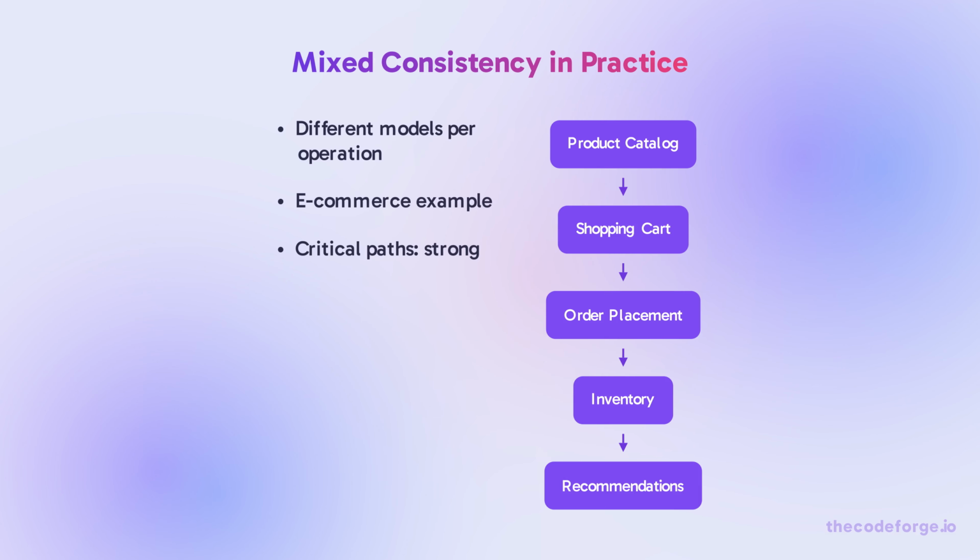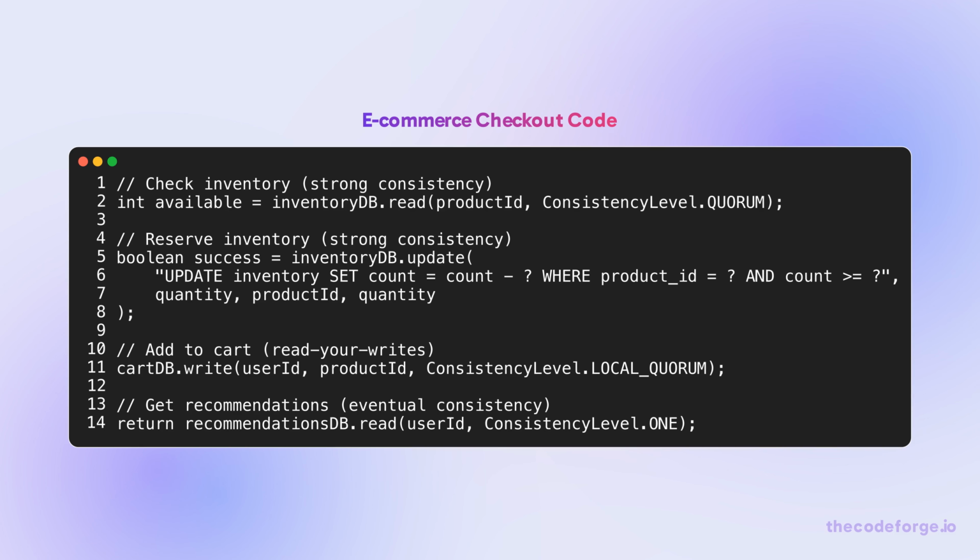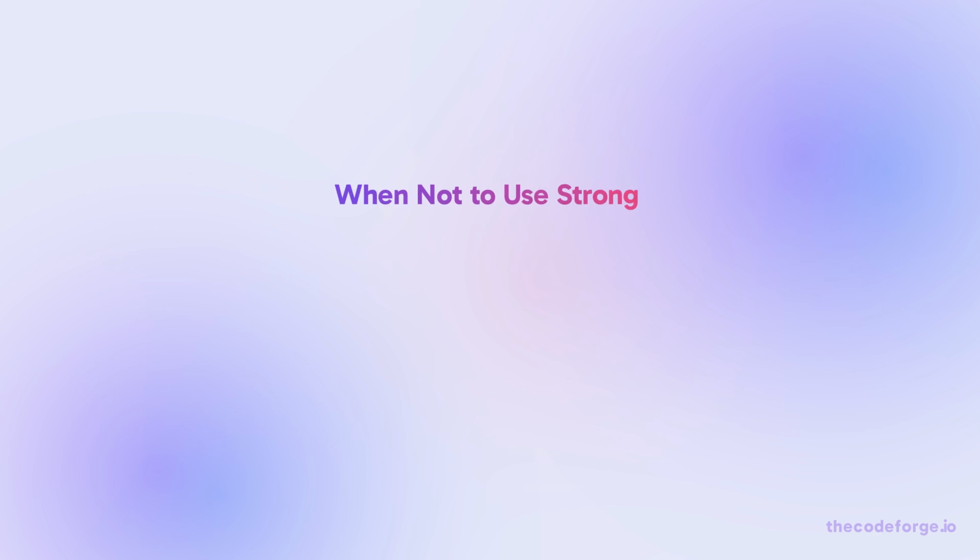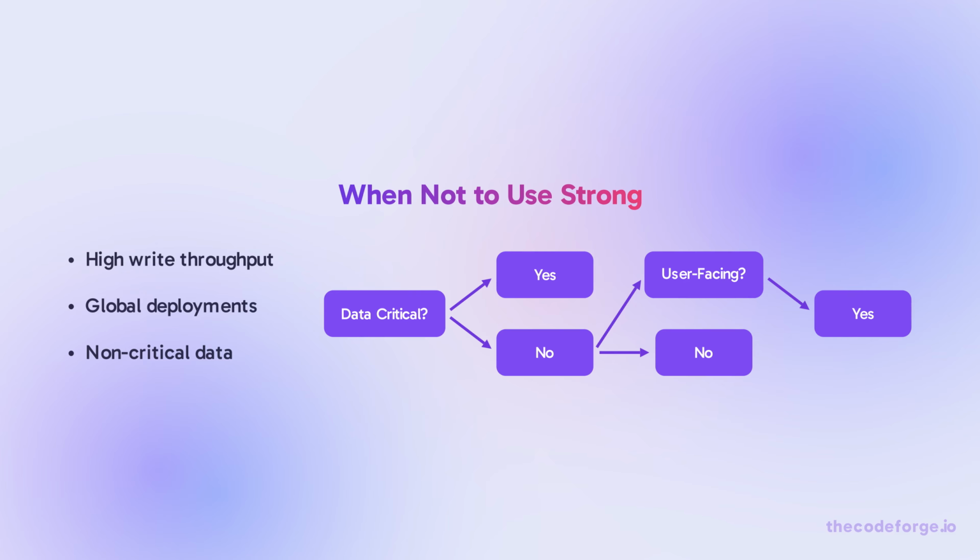A well-designed system uses different consistency models for different data. For an e-commerce platform, product catalog uses eventual, cart uses read your writes, order placement and inventory use strong. Here's how you mix consistency levels in code. Inventory checks use quorum for strong consistency, cart uses local quorum for read your writes, and recommendations use one for eventual.